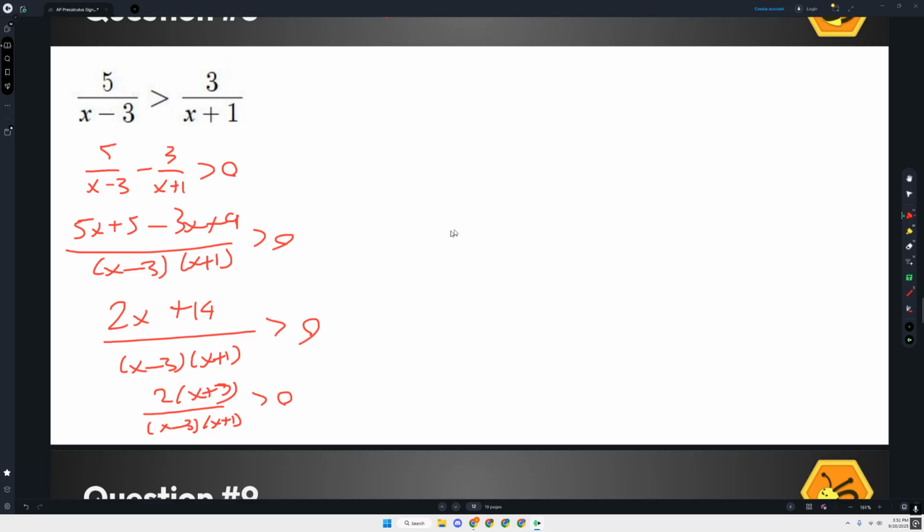From there, you're going to set up your sign chart. It's going to be a little bit longer. We're going to have negative 7, 1, and 3. And we know this is our VA, and this is also our VA. So we can never include these values. And notice this is a less than sign, so that means we're not going to include any values anyway.